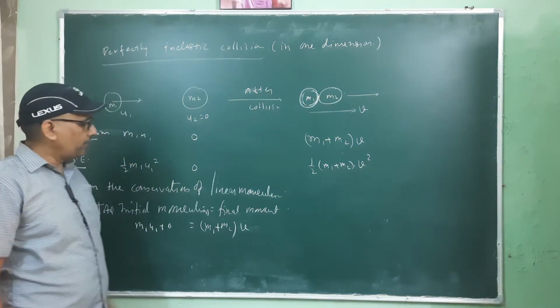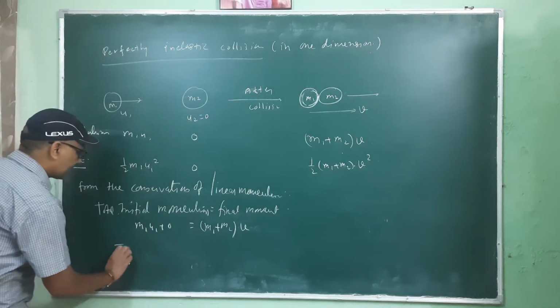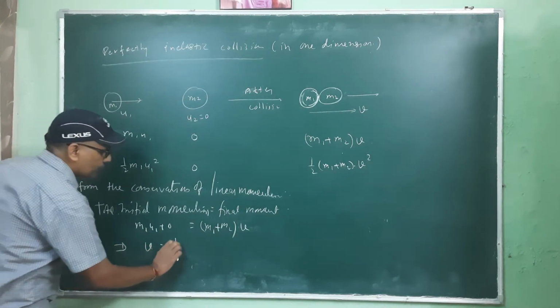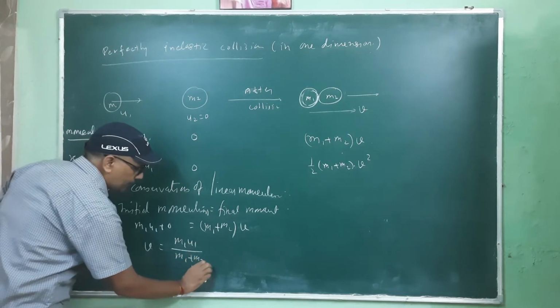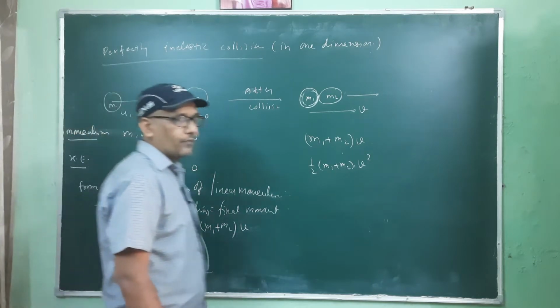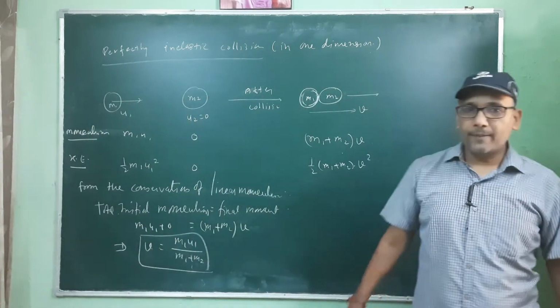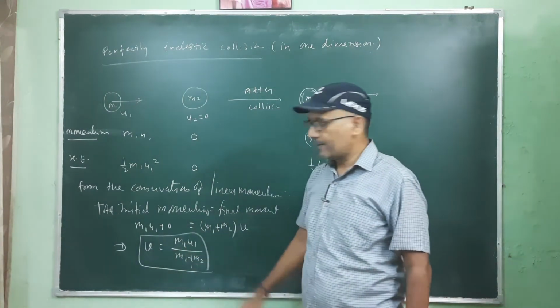If we want to calculate the velocity after collision, then v is equal to m1 u1 by (m1 plus m2). This is the velocity of the system of two bodies m1 and m2 moving with the same velocity. So v is equal to m1 u1 upon (m1 plus m2).